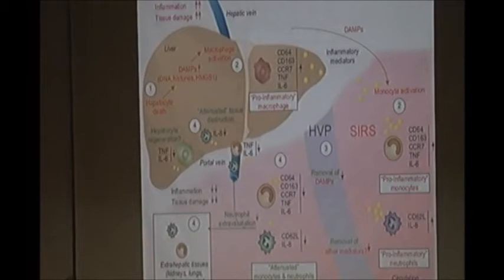Coming to the basis for therapeutic plasma exchange in acute liver failure, there is release of DAMPs, which are responsible for activation of the inflammatory mediators. Mainly there is monocyte activation leading to pro-inflammatory monocytes and neutrophil activation leading to pro-inflammatory neutrophils. So the main basis for TPE is removal of these DAMPs and the inflammatory mediators from the circulation.